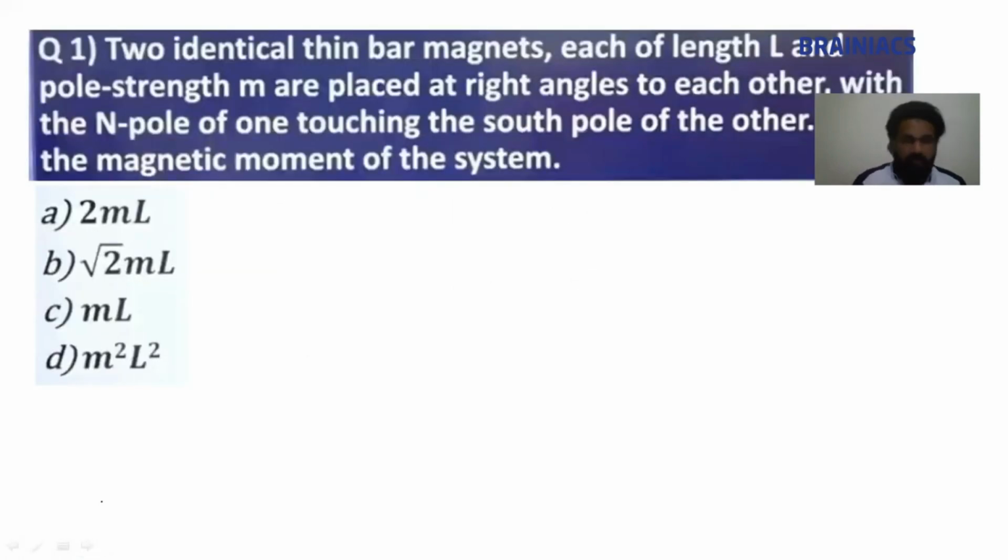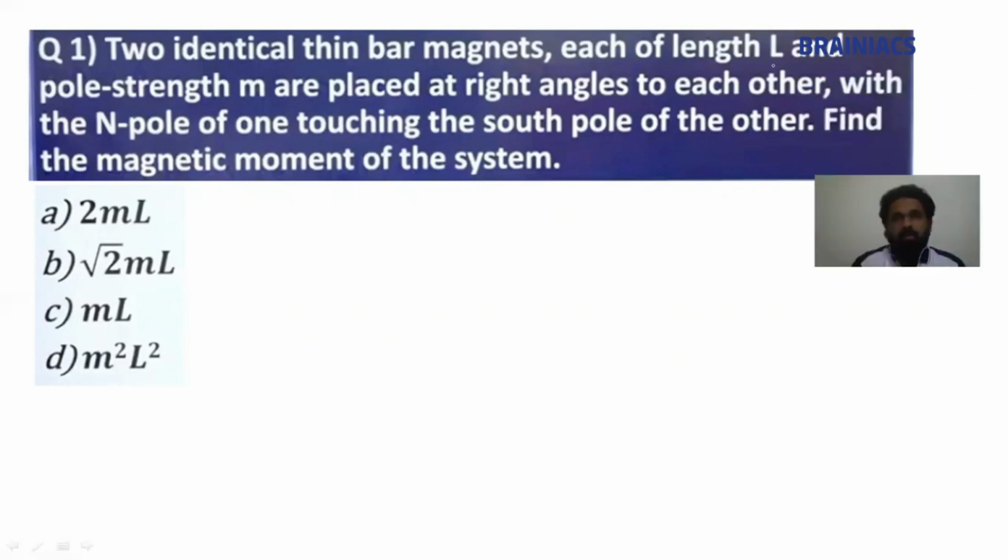Here comes our first question. Two identical thin bar magnets, each of length L and pole strength M, are placed at right angles to each other, with the north pole of one touching the south pole of the other. Find the magnetic moment of the system.